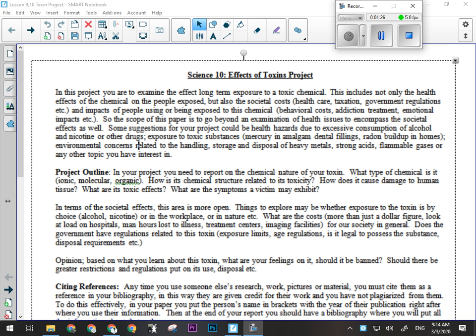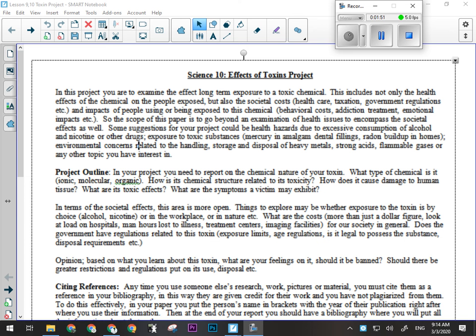Right. So the scope of the paper goes beyond an examination of the health issues to encompass societal effects as well. So basically, your report's going to be broken up into two parts. Okay, there's going to be the part where you tell me all about the toxin. This is what it is. It's a molecular compound, or it's an ionic compound, or it's an element, and this is what it's like, and this is where you find it, or this is how they make it. Okay, all that stuff that's kind of the nuts and bolts of the chemical itself.